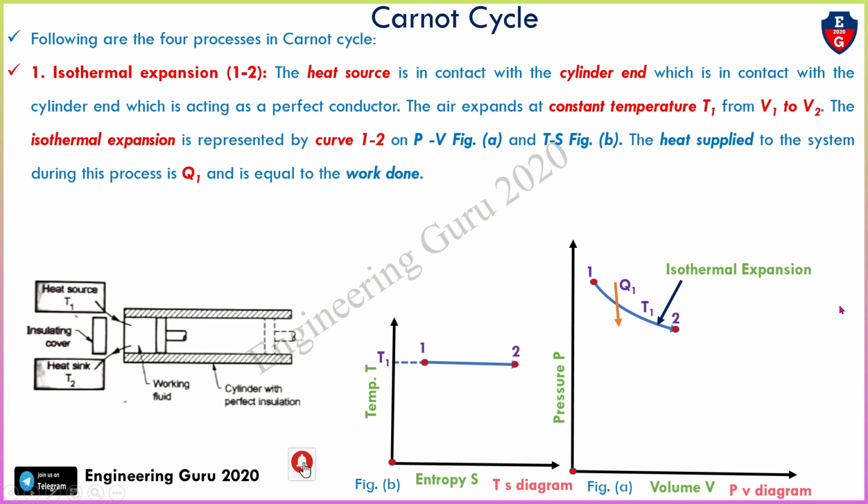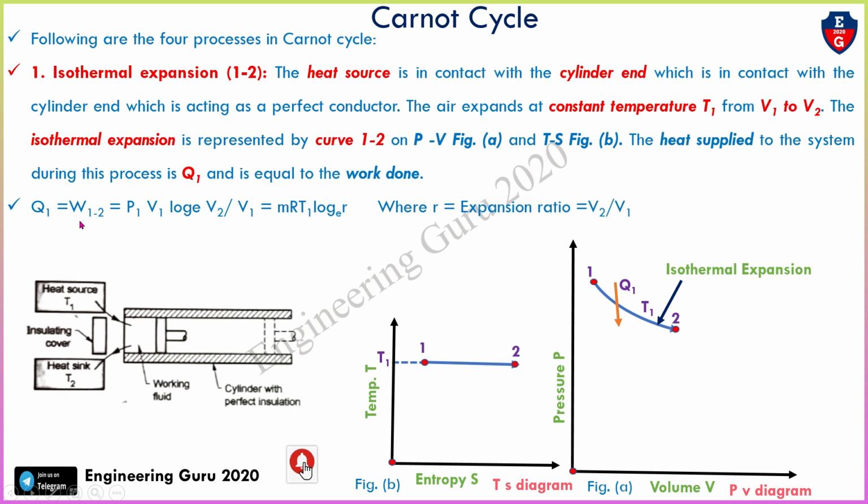The heat is supplied to the system during this process, Q1. Here this is the Q1. The Q1 is the heat supplied during the process and is equal to the work done. The work done Q1 equals W1-2 equals P1 V1 log e V2 by V1, or we can write m R T1 log e r, where r equals the expansion ratio V2 by V1. So this is the isothermal expansion process 1-2.